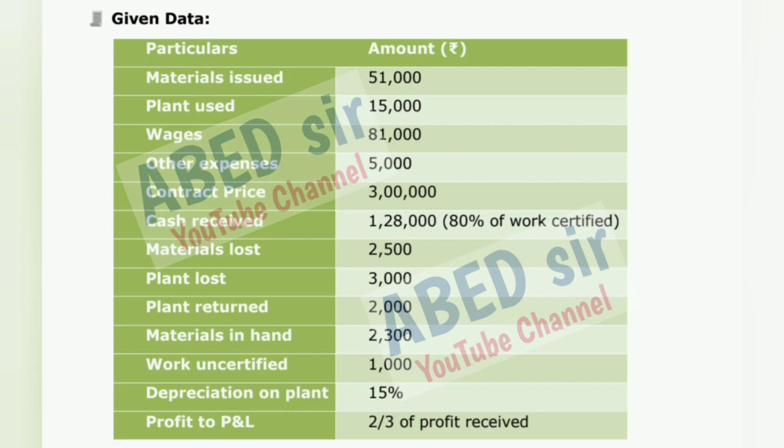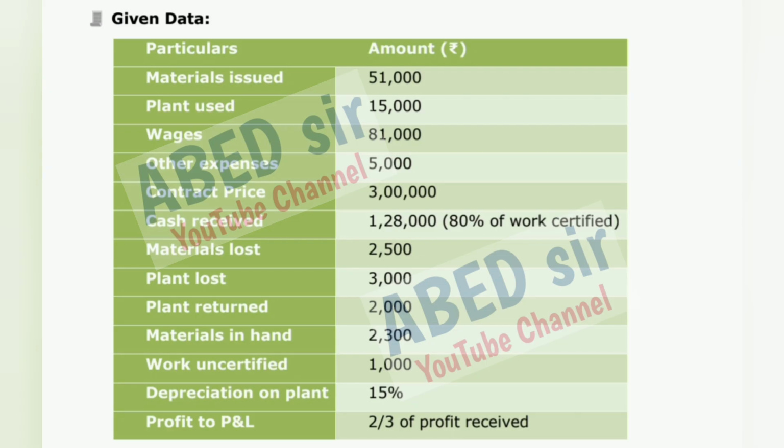Given data. Particulars, amount. Materials issued 51,000. Plant used 15,000. Wages 81,000. Other expenses 5,000. Contract price 3 lakhs. Cash received 1,28,000, 80% of work certified.